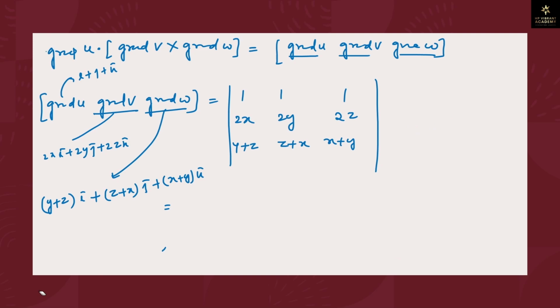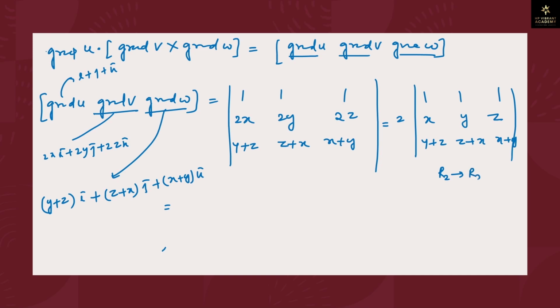This is equal to, let us take 2 outside. So this is equal to 2 times of, this is 1, 1 and 1. This is x, y and z. This is y plus z, z plus x, this is x plus y. So let us take the row transformation.